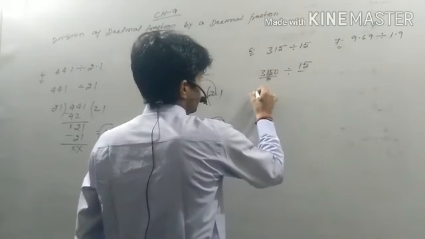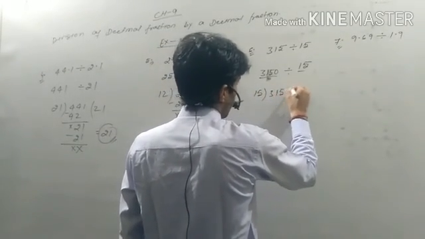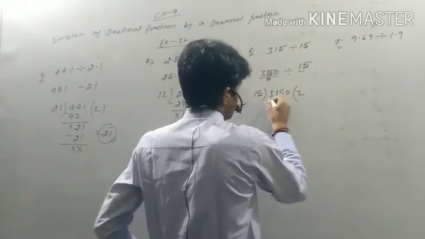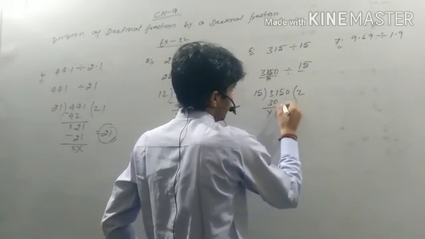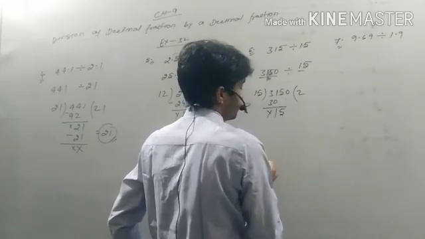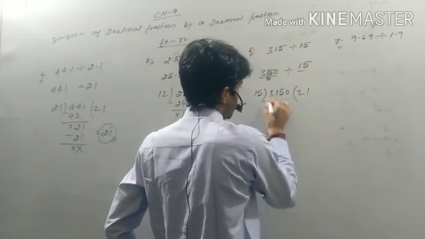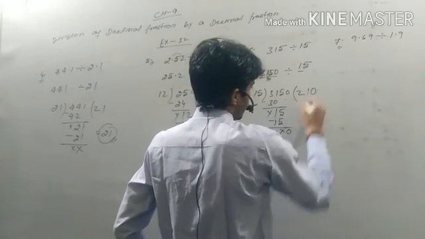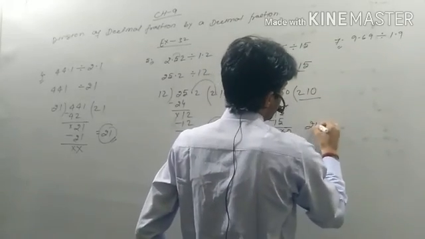So now 15 divides 3150. 15 twos are 30. This is 1 and this is cancelled. So put here 5. 15 ones are 15. Now subtract, this is cancelled, this is cancelled. Put here 0, and 0 times is 0. So our required answer is 210.